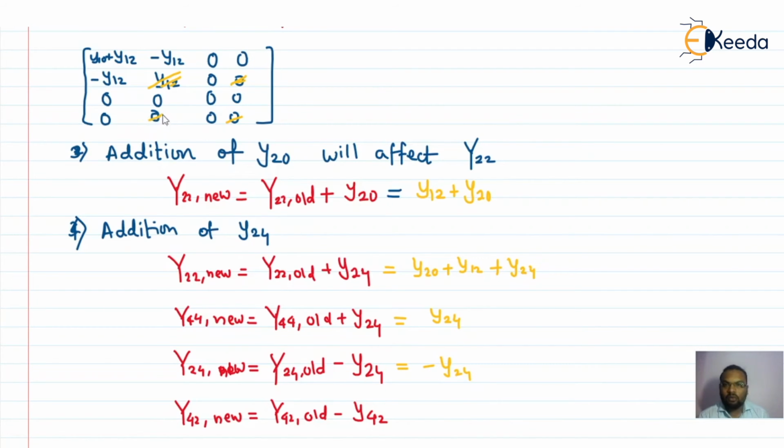Okay, y42, this entry. How will it change? It will get modified in this way, minus y24, because the y42 old value is 0. Here I've written 4, I think it should be y42. It should be 4 2 4. Okay, so you will get here minus of y24. So after adding this element, now my y bus matrix has been further modified. Let's see how it got modified.